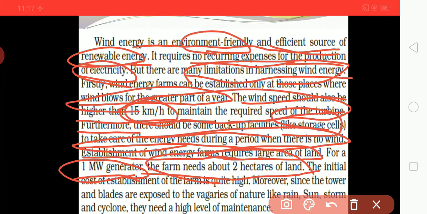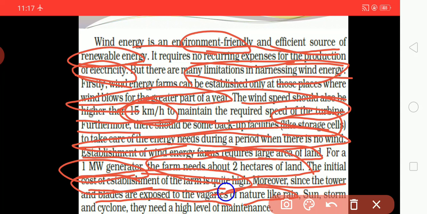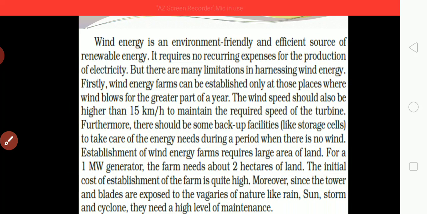And the initial cost of establishment of a farm is quite high, and the cost is also much higher. Moreover, since the tower and the blade are exposed to vigorous nature like rain, sun, storm, and cyclone, they need a high level of maintenance. So this way, these are all the advantages as well as the limitations of wind energy which we have discussed just now.